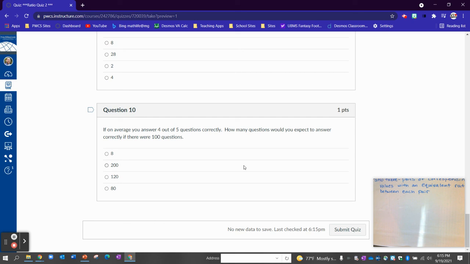First one would be the 4, which is how many questions you answered correctly. So answered correctly. The second quantity is the total number of questions, I guess, out of how many.